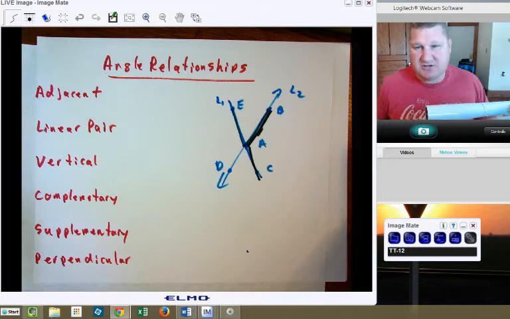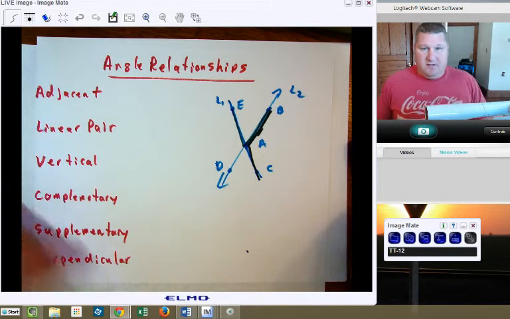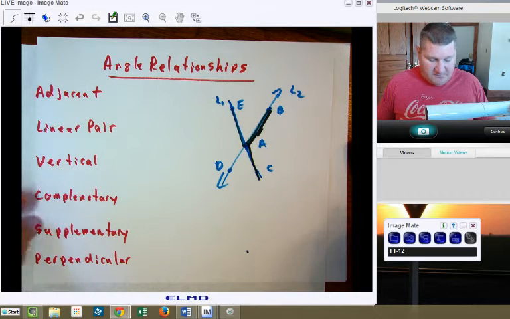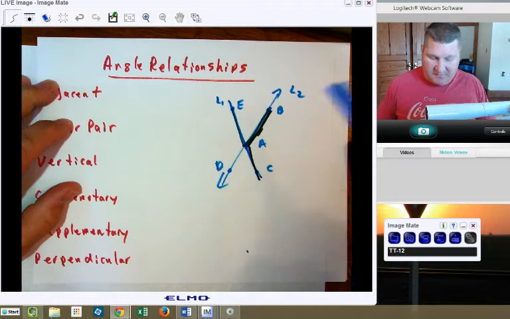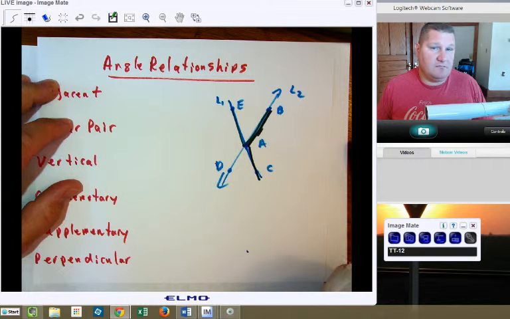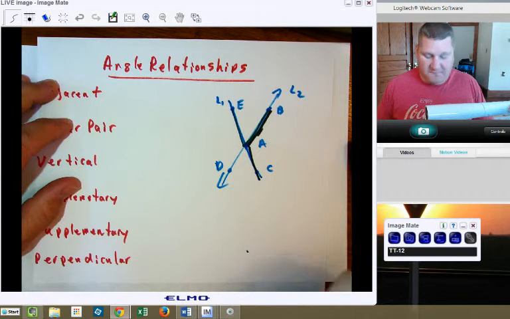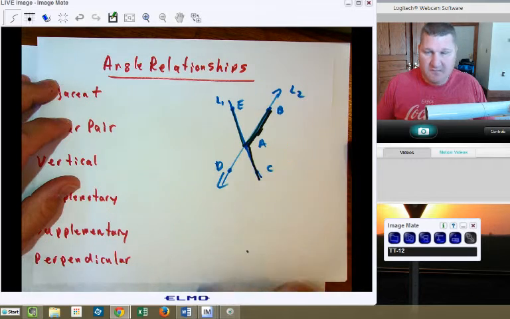Now, by being adjacent, they are next to each other. That is all that can be said for them. Nothing else at this point. Now, what we can do is, because I did create all these angles, by the way, how many angles do you see? 4. 4 angles, 1, 2, 3, 4.